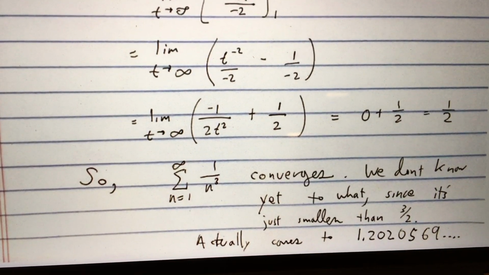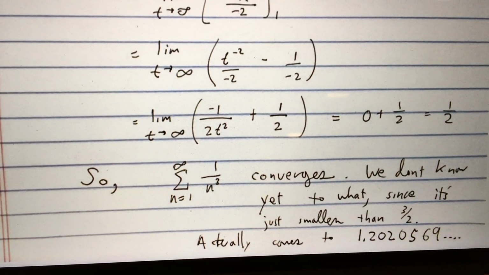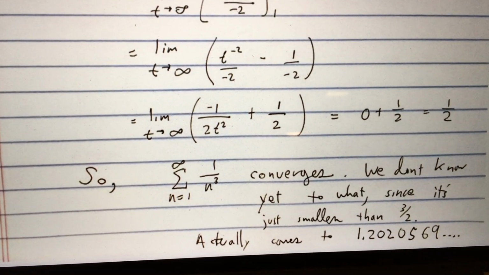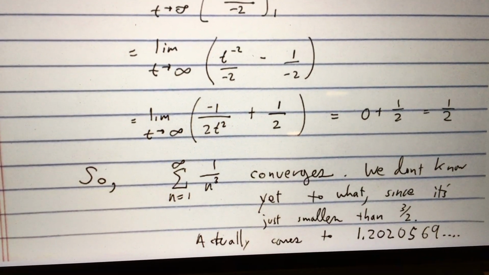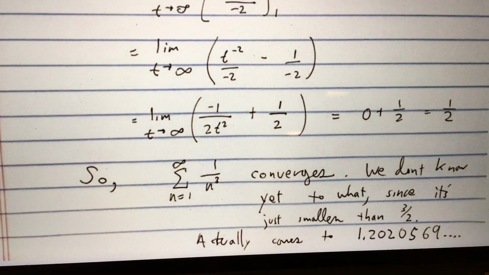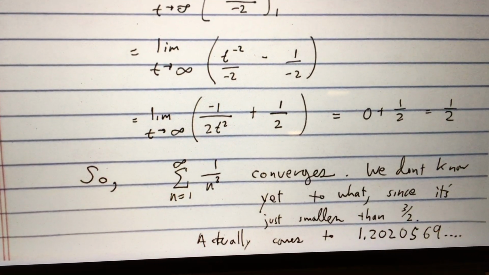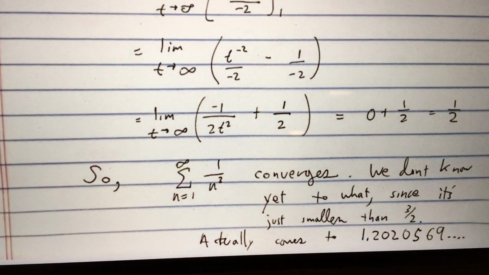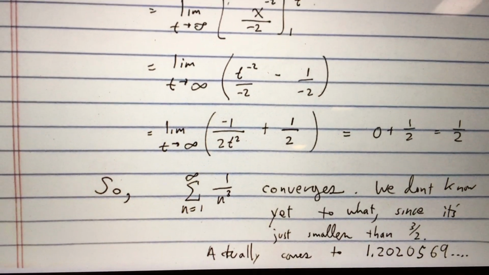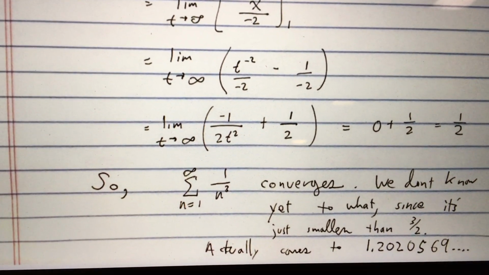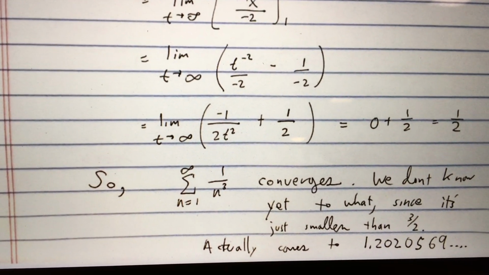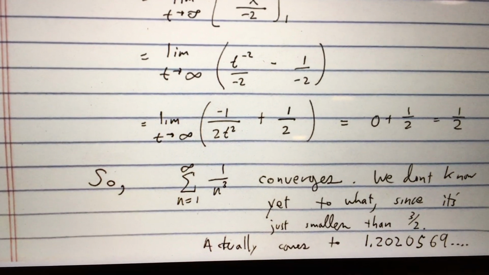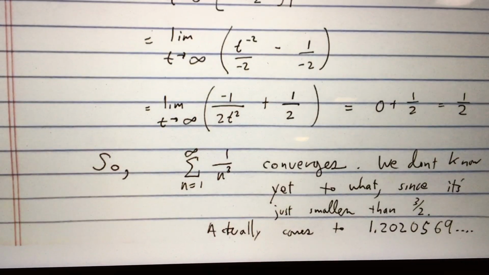Now, it did have that extra big rectangle, which was 1, so it could be about 1.5. But all we know is that it's going to be smaller than that, because we know that the 1/2 is really a bigger number. It's the area under the curve, not the area of the rectangles. So actually the rectangles turn out to add up to this number, 1.2020569, not quite 1.5. So you can't determine what the summation converges to. All you can do is know that it converges or diverges using the integral test.